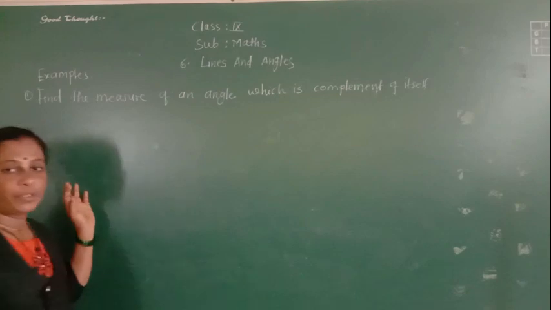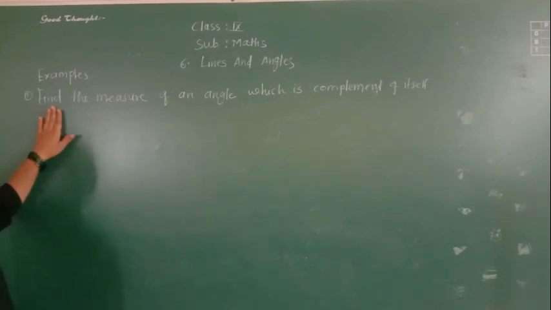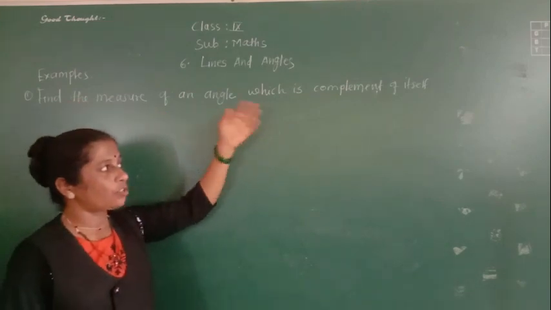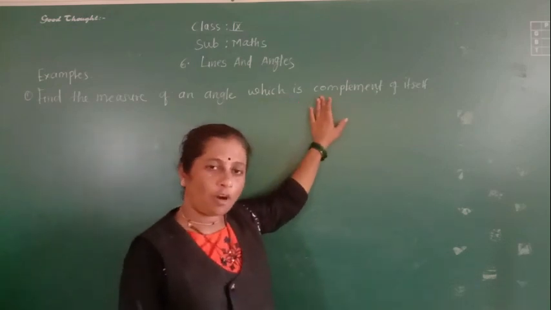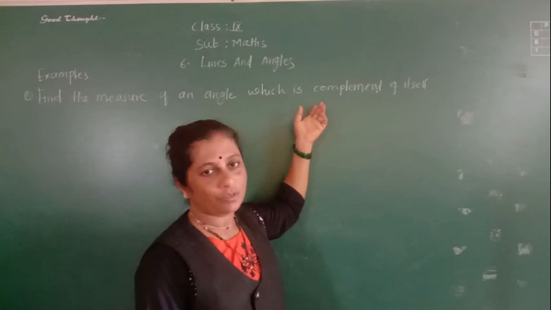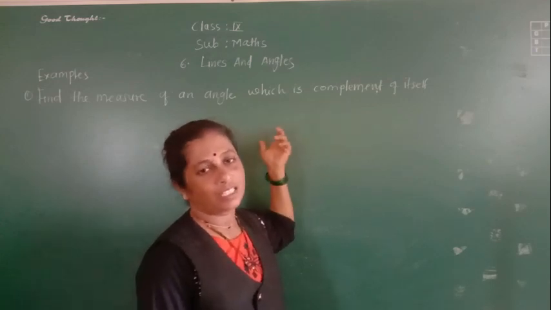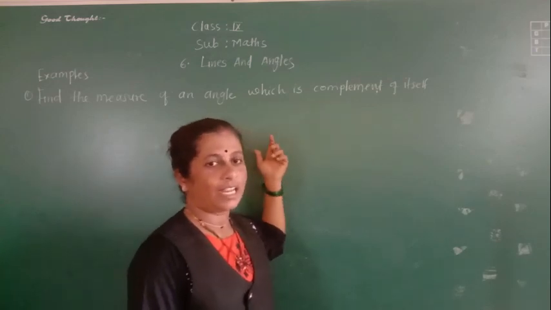Now we will see examples on this basic concept. First, find the measure of an angle which is the complement of itself. Complement means that two angles are complementary angles. So complementary angles mean what? The sum of the two angles is how many degrees? Of course 90 degrees, right?